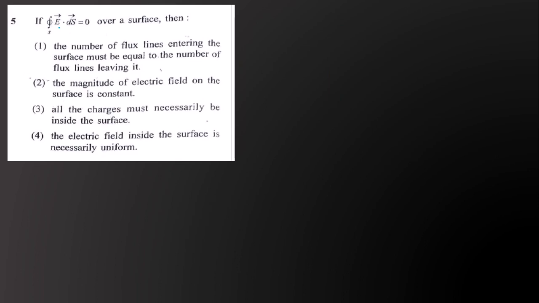In this question, one integration is mentioned and it is a well-known integration. This is nothing but the total electric flux through a closed surface, and this is given to be 0. We know that according to Gauss law, total electric flux through a closed surface should be equal to the net charge inside it divided by epsilon naught in free space.